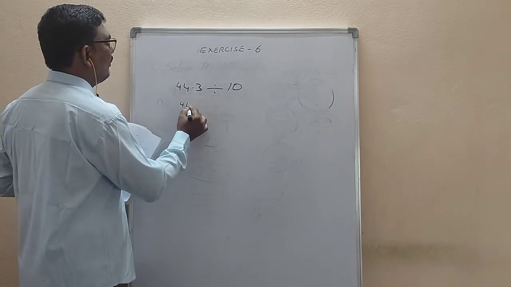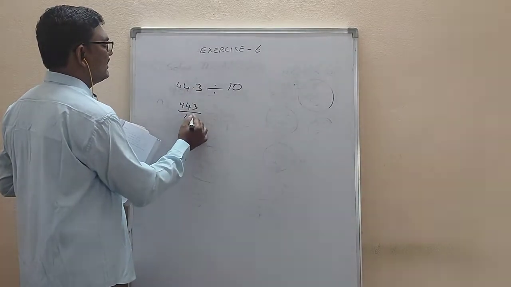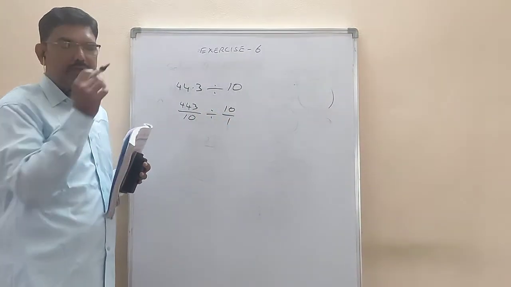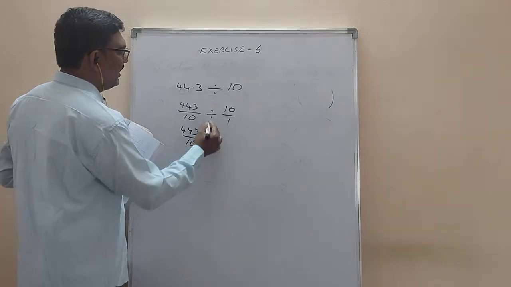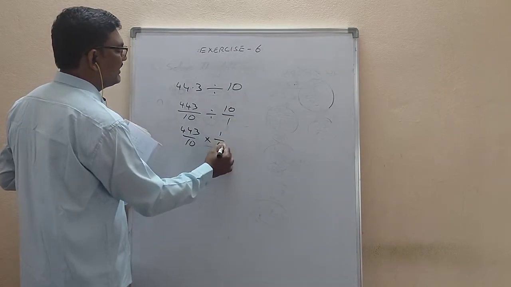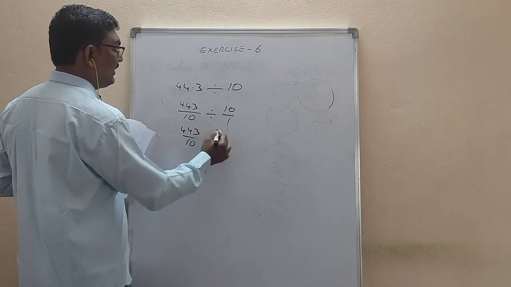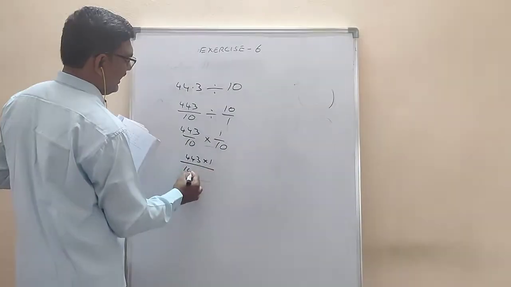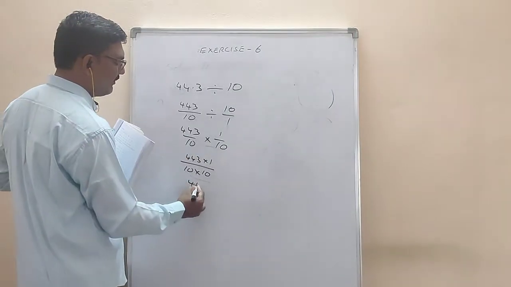So 44.3 can be written as 443. After the point you have one digit, so it is 10. And 10 can be written as 10 by 1. Okay. Now, second step: first fraction write as it is, the divided by symbol changes, and 10 by 1 becomes 1 by 10, as I said. Now the two fractions you have to multiply, or not? How to multiply? 443 into 1, 10 into 10. With 1, if you multiply any number, the same number will come.